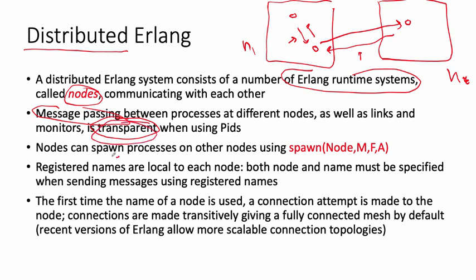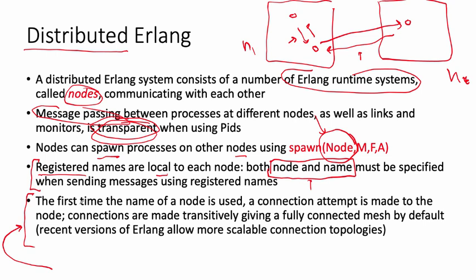You can also spawn processes on other nodes. There's a variation of spawn where you also give the name of the node. Registered names are local. If you want to specify a process fully, you need to give both the node and the name. And the way that nodes connect, the first time you use the name of the node, the system will make a connection. Maybe it's using TCP or UDP.